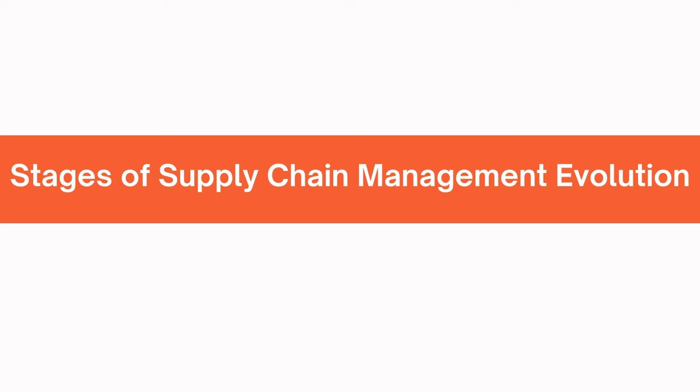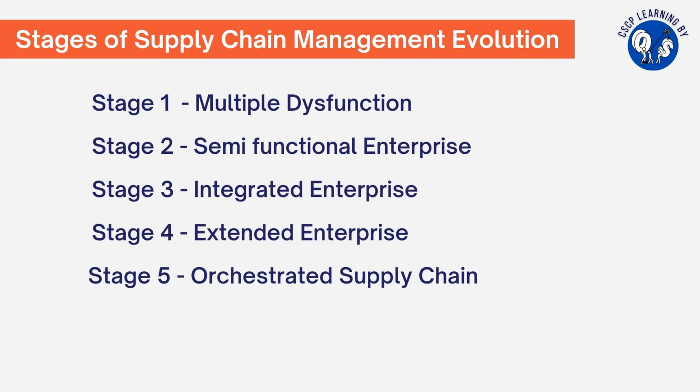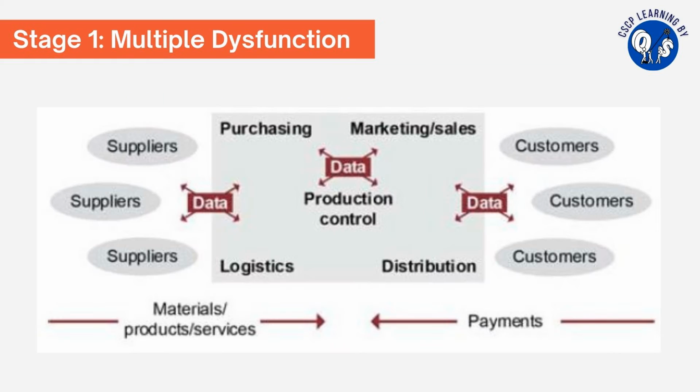Today we are going to discuss stages of supply chain management evolution. The progression of supply chain management over recent decades is evident through distinct stages of development. Within the field of supply chain management, experts generally concur on the presence of 4 to 5 stages, which are stage number 1, multiple dysfunction, stage number 2, semi-functional enterprise, stage number 3, integrated enterprise, stage number 4, extended enterprise, stage number 5, orchestrated supply chain. Let's begin with stage 1, that is multiple dysfunction.